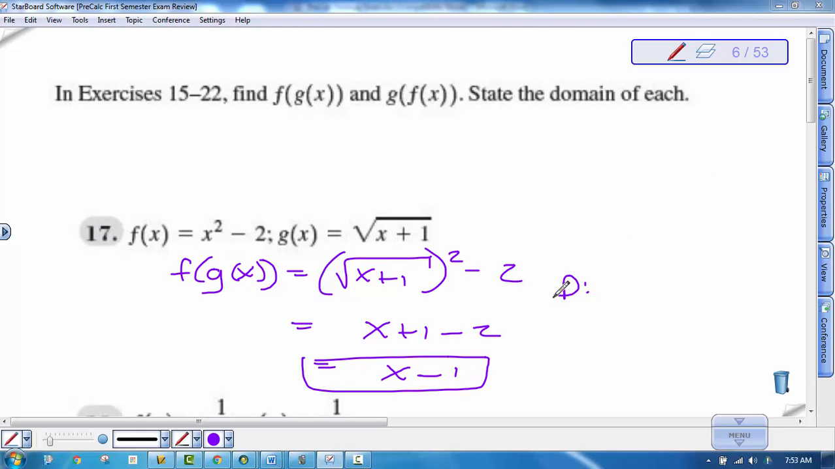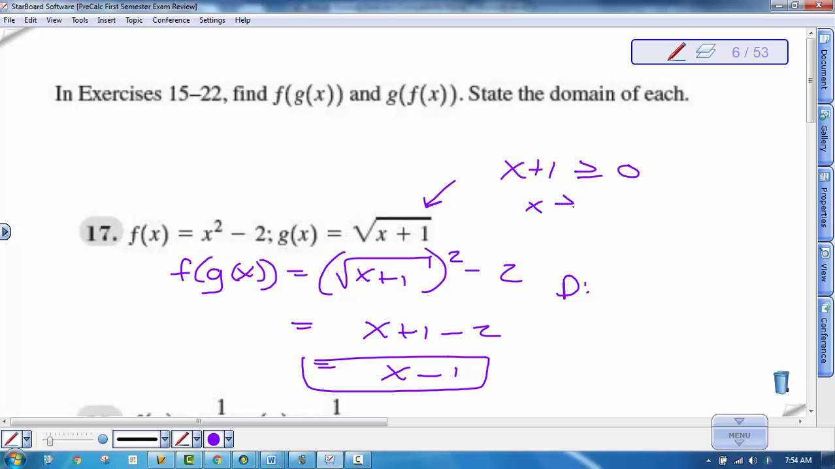The domain of that would be all real numbers, but we have to look at the function we plugged in, which is g, and look for any restrictions from that. So we're looking at this function. The restrictions from that are x plus 1 has to be greater than or equal to 0, because we have the square root. We can't take the square root of a negative number.